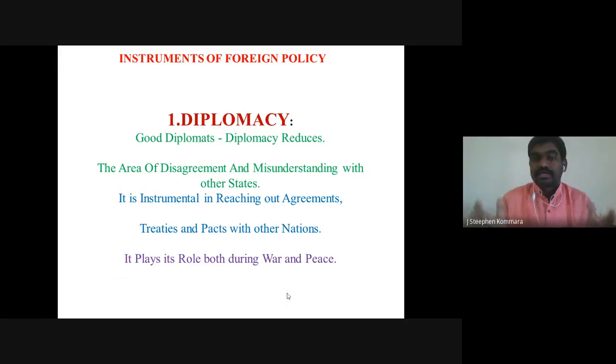And also diplomacy reduces the area of disagreement and misunderstanding with other states. So if there is any problem between the two countries, the ambassadors, the diplomats or ministers or prime minister or president, taking charge in a diplomatic position, try to agree with the diplomats of the other state. Sometimes so many problems arise between two states. In that position, there is an area of disagreement and misunderstanding with other states.